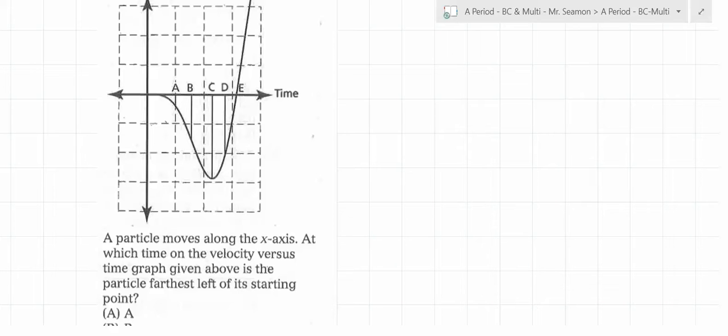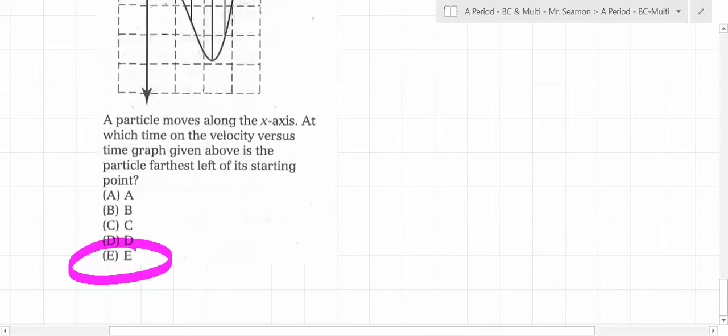So what's going on here? This is the velocity graph, right? So tell me what's going on. The particle starts moving right there, right? And here's the velocity graph. It's negative. So is it moving forward or backwards? Backwards. So it's moving backwards from here to here, right? At point E, what does it start doing? It turns around, right? So it's moving backwards all the way to E. So when is it furthest left? It is furthest left at E.